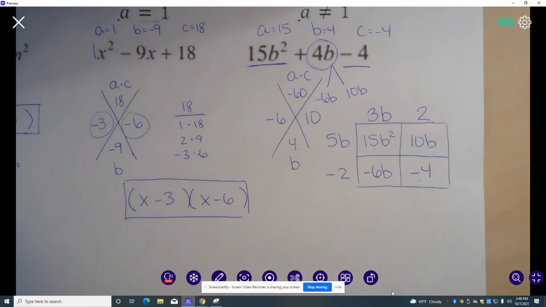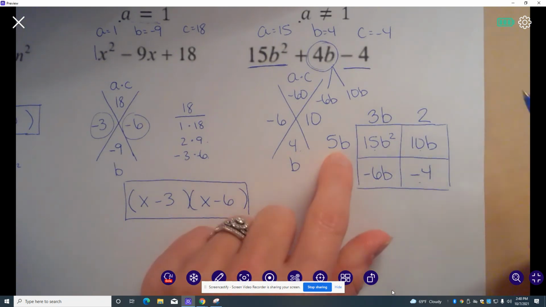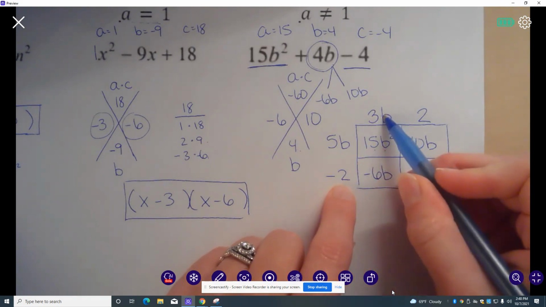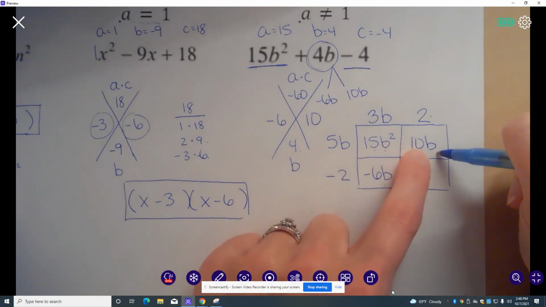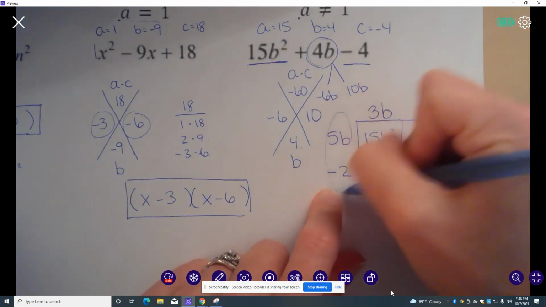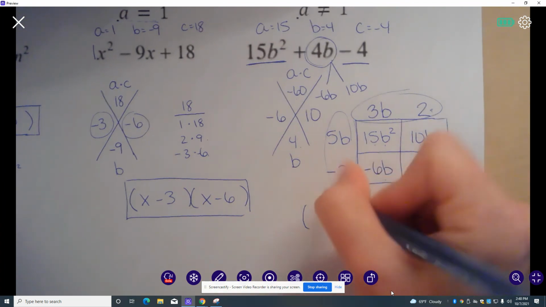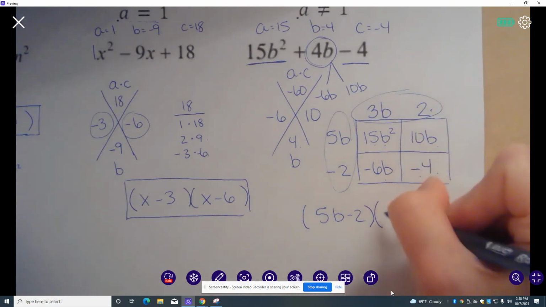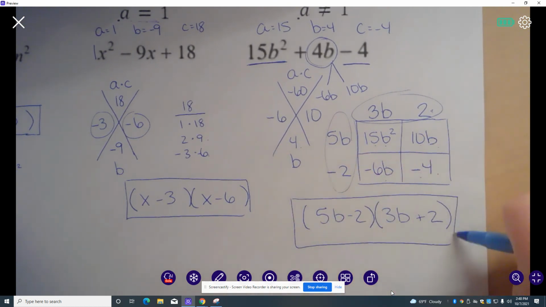Now, if you want to double check your work, you should be able to multiply back through to get your terms inside. So 5b times 3b, 15b squared. Yep, good. -2 times 3b, -6b. Yep, good. 5b times 2 is 10b. -2 times 2 is -4. So now these are my factors in factored form. So my first factor is 5b minus 2, and my second factor is 3b plus 2.